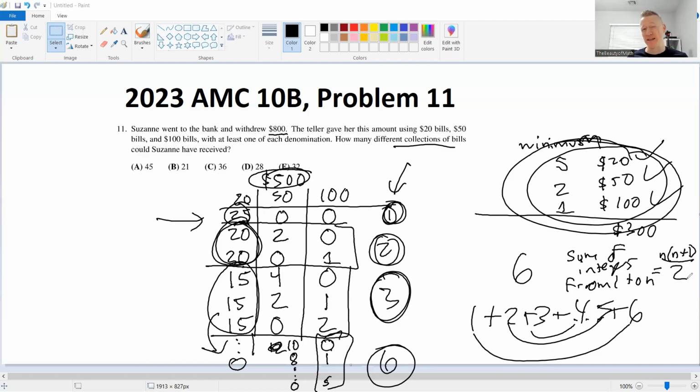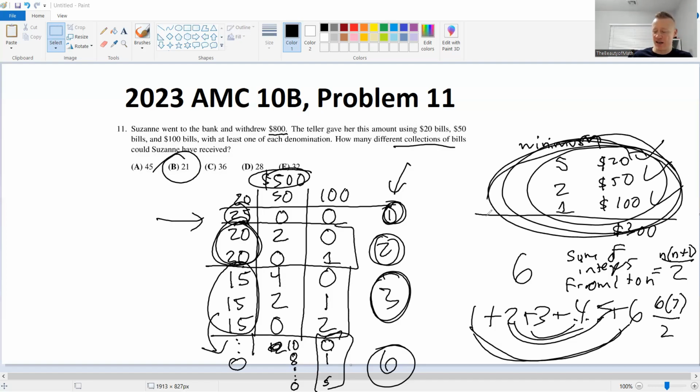It's a small notebook concept. It's usually used when there's a lot bigger numbers. For 1 to 6, I mean, like I said, 3 7s, pretty quick. If you wanted to plug into this formula, you would get 6 times 7 over 2. Again, 21 ways to set it up.